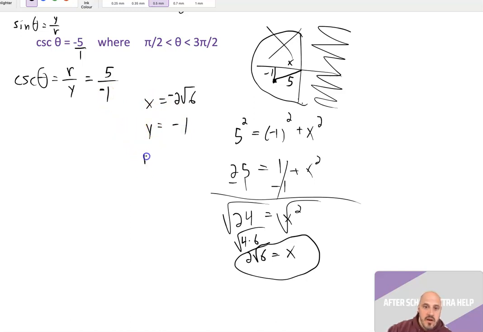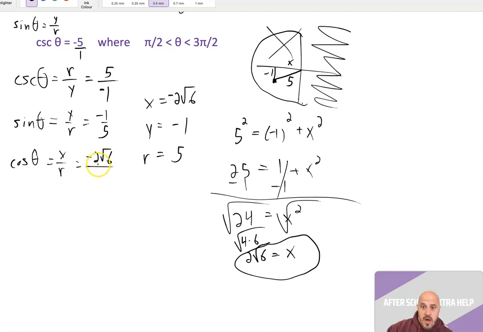And my r, we said, was 5. Okay, let's fill in the rest of our ratios. We already knew that sine was y over r. So I have -1/5. Cosine, that we just enabled us to find, is x over r. So my x is -2 root 6 over r, which is 5, sorry, losing it.